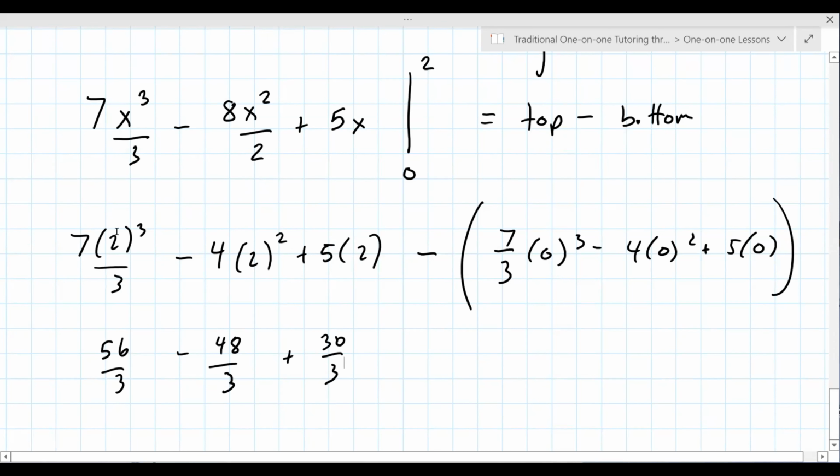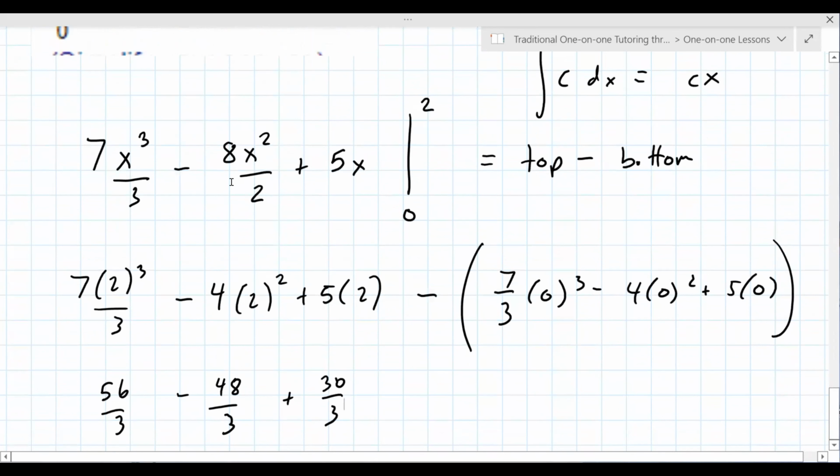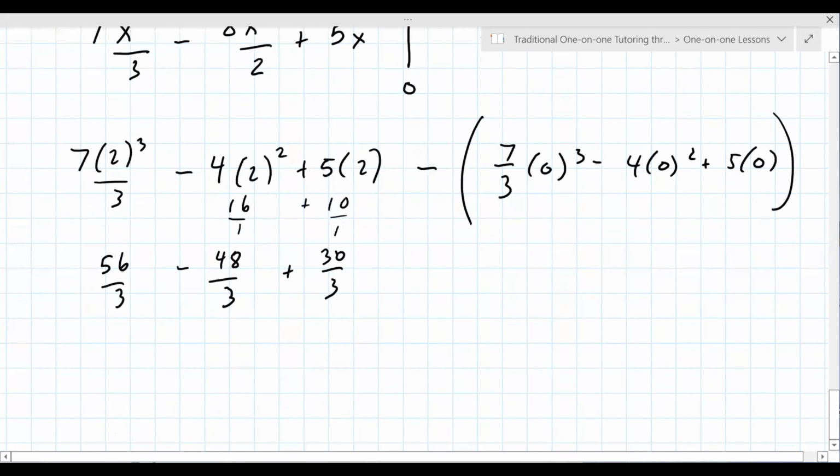So 2 cubed is 8. 8 times 7 is 56 over the 3. The first one here is x squared. X squared becomes x cubed over 3. You add one to the exponent, yeah. I follow that. I'm not following the 48 over 3. So 2 squared is 4. 4 times 4 is 16. And then I'm just converting it to the common denominator. Oh, it's your common denominator. Okay. Yeah, I gotcha. Sorry.